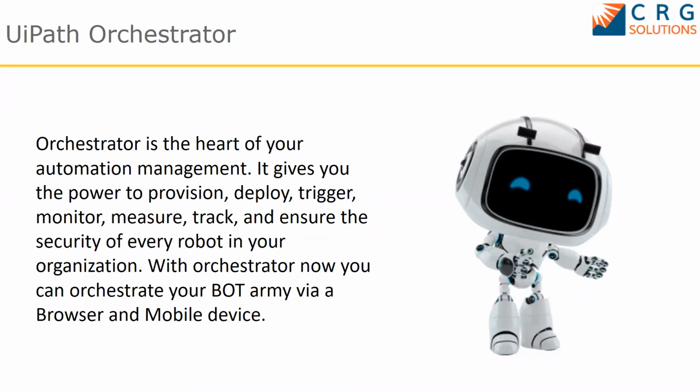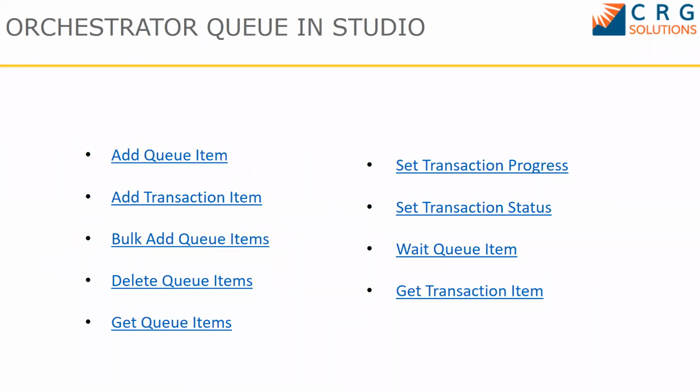UiPath Orchestrator is the heart of your automation management, which gives you the power of provisioning, deploying, triggering, monitoring, and basically tracking everything about your robots. With Orchestrator, you can now orchestrate your bot from your mobile device also, as an application available on Android and iOS. We have covered that in the previous sessions. So, let's get started with UiPath Orchestrator queues and set up today's topic.